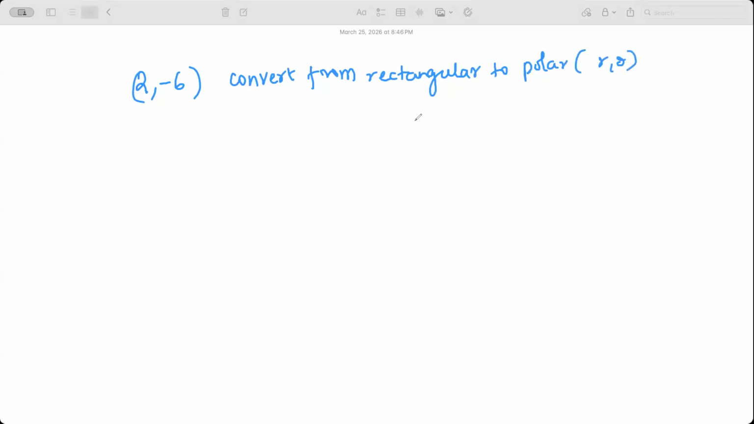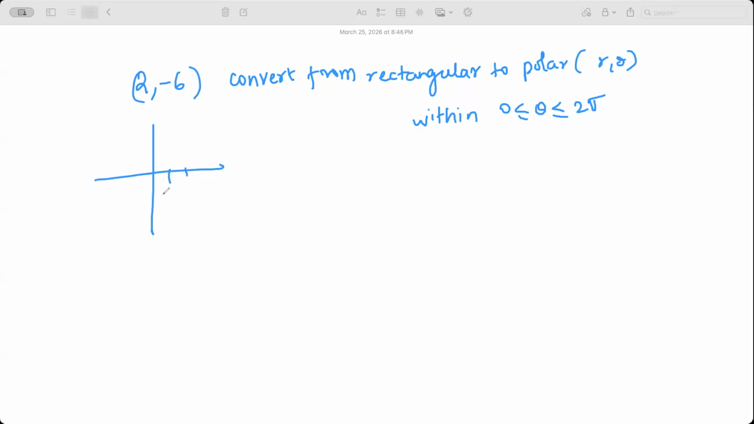So let's try one more. How about 2 comma minus 6? Shri, are you listening? Yeah, I'm here. So convert from rectangular to polar, r comma theta, within 0 less than or equal to theta less than or equal to 2 pi. Can we convert and quickly say the answer, please?